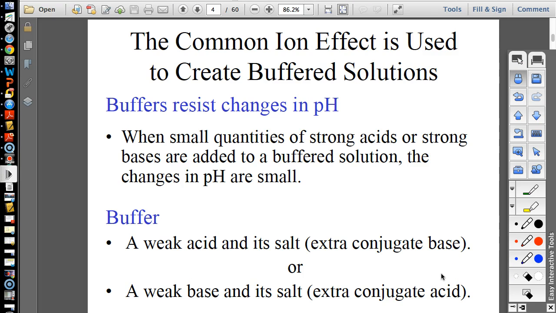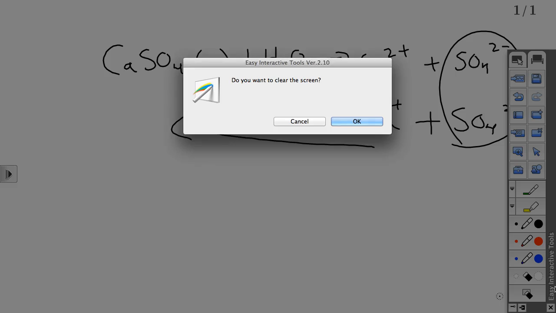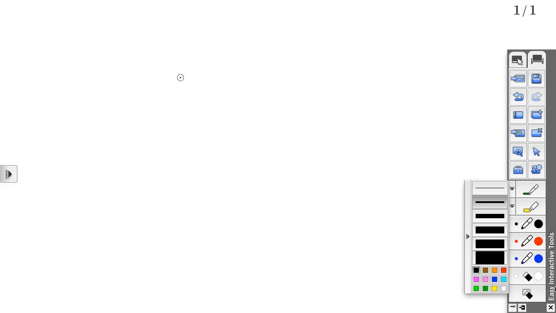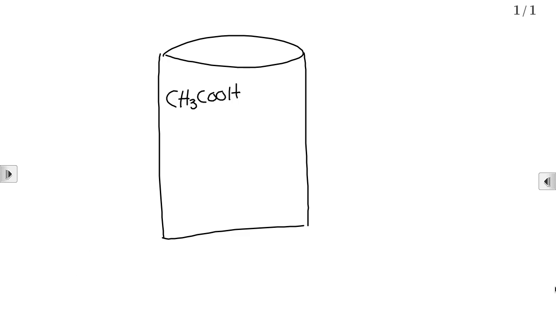So anyway, if I have a buffer, a really, really super common one is acetic acid and acetate. So a buffer would be having something like the CH3COOH, my acetic acid, and then some acetate, and then some acetic acid, and then some acetate.